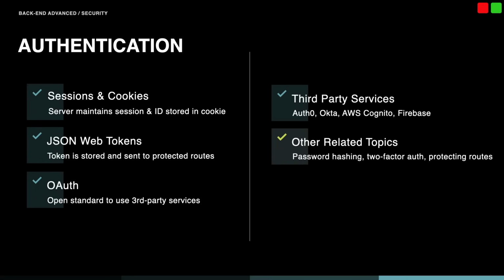Some other things that have to do with security and authentication that you'll be learning about are password hashing. Obviously, you can't store plain text passwords in a database, so they have to be hashed. And you'll probably want to look into two-factor authentication. I think that in the future, two-factor authentication is going to be a must on most websites. It kind of is now, but I think it's going to be even more common. And then protecting routes in your APIs using middleware, things like that.